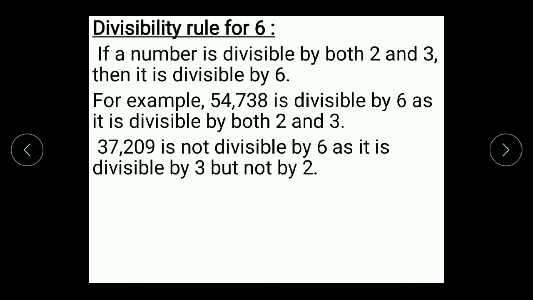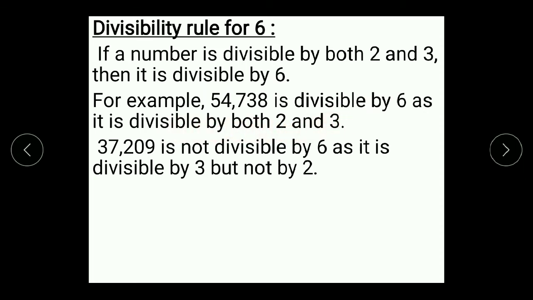Next, today we are going to learn about the divisibility rules for 6, 8, 9 and 10. So next, divisibility rule for 6. If a number is divisible by both 2 and 3, then that number is divisible by 6. For example, 54,738 is divisible by 6 as it is divisible by both 2 and 3.